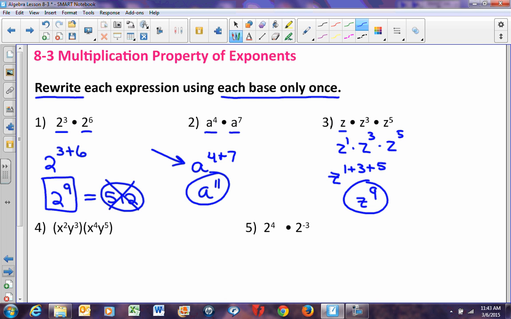I like to cross my z's so they don't look like my 2's, because my 2's and my z's tend to look a lot alike.